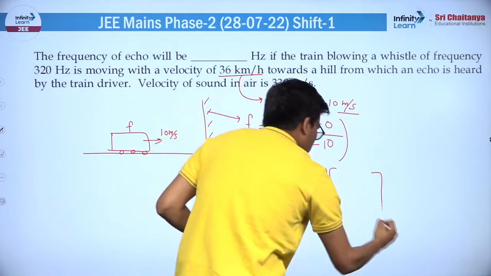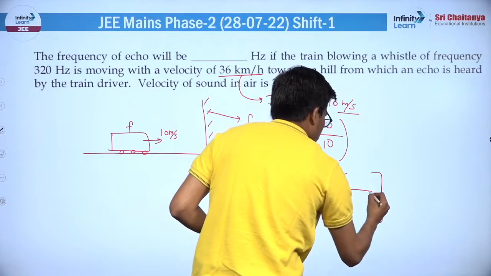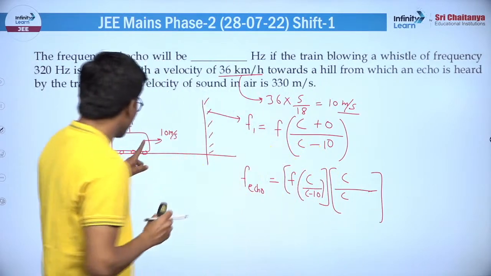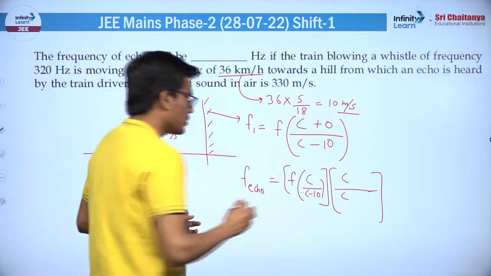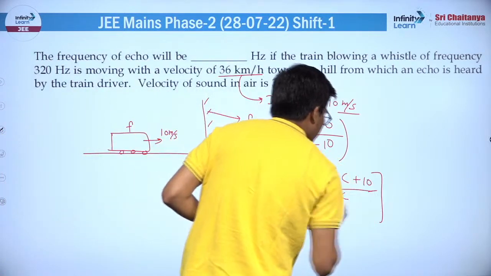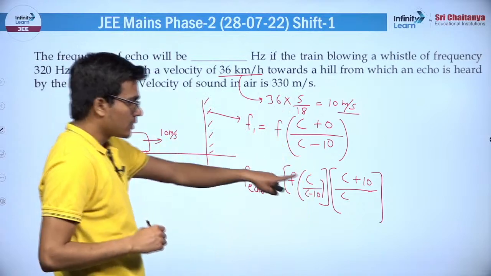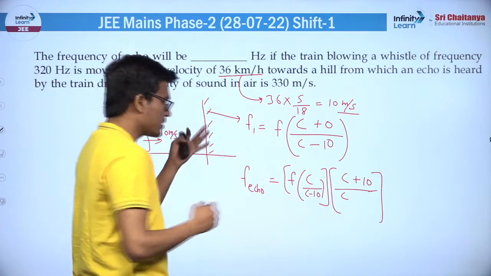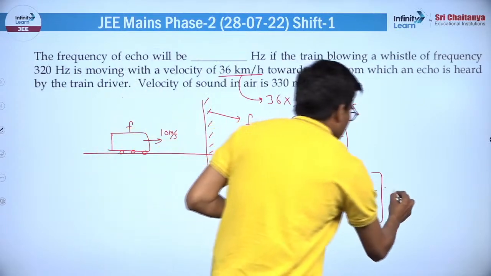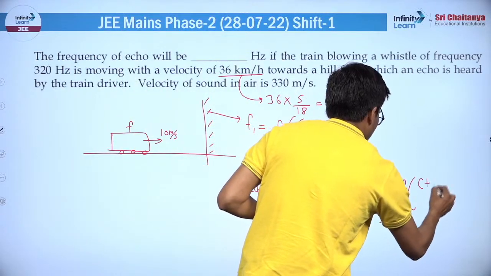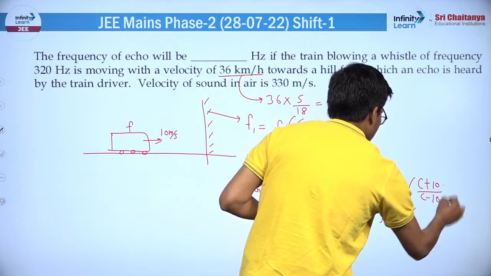Again the Doppler equation. Now you see, this one is the observer which is moving towards the wall, so it will have a speed of plus 10, right? And who is the source? The wall, which is at rest, so it will be 0, right? So my final expression becomes f times c plus 10 upon c minus 10.